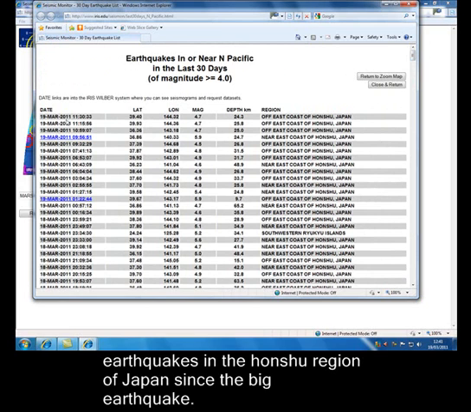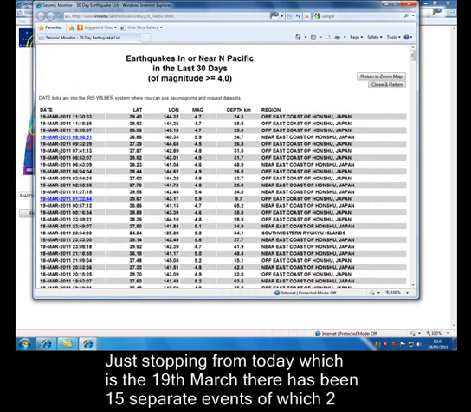Just stopping from today, which is the 19th of March, already today there has been 1, 2, 3, 4, 5, 6, 7, 8, 9, 10, 11, 12, 13, 14, 15 earthquakes.